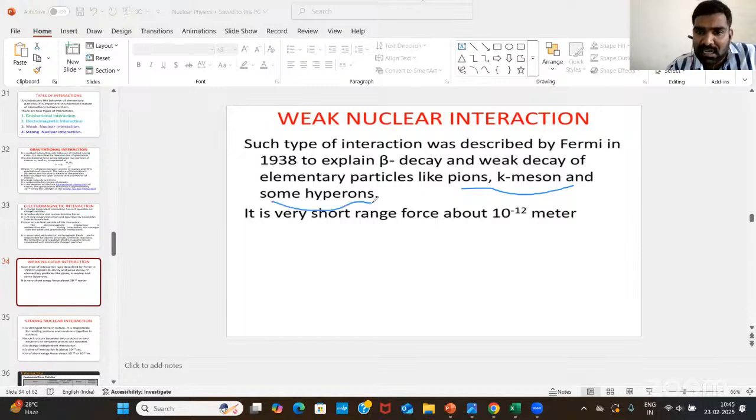As I said in the earlier class, beta decay occurs by changing a proton into a neutron and a neutron into a proton, isn't it? When a proton changes to a neutron, the nucleus gains stability, because where the number of protons is more than the number of neutrons, the proton will convert into a neutron, isn't it?